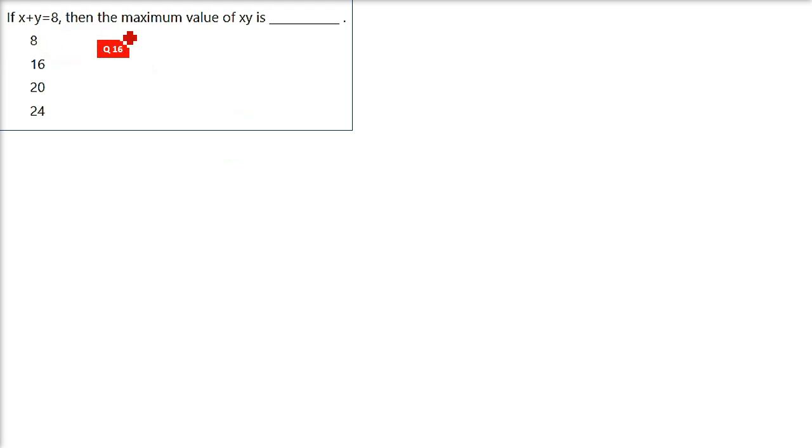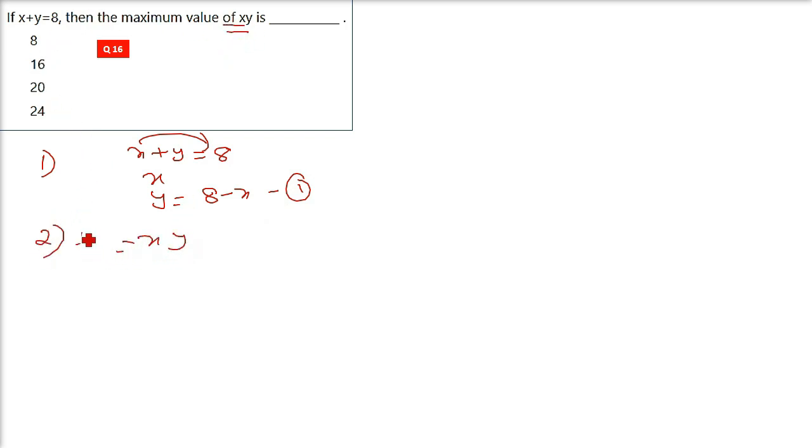If x plus y equals to 8, then the maximum value of x, y is. Now this is also a very straightforward question. X plus y is equal to 8. So if one value is x, of course the second value is 8 minus x. So you have two values, x and 8 minus x. So the second thing, which is x into y, which is the actual term of contention, that is x into y, we have to find out the maximum value. So y we replace by 8 minus x, so the equation becomes x into 8 minus x.